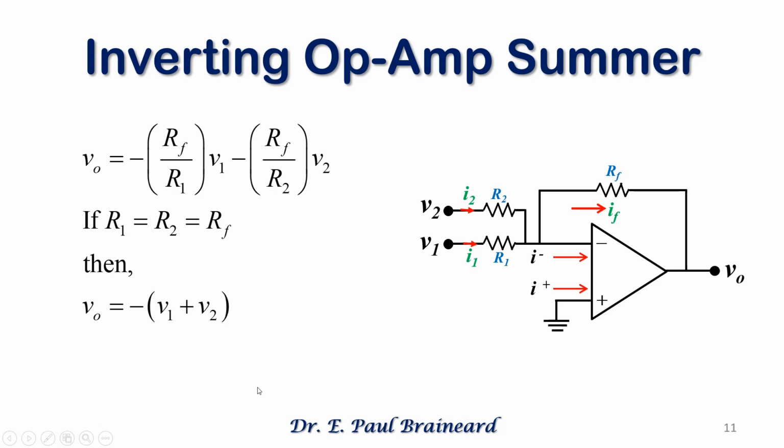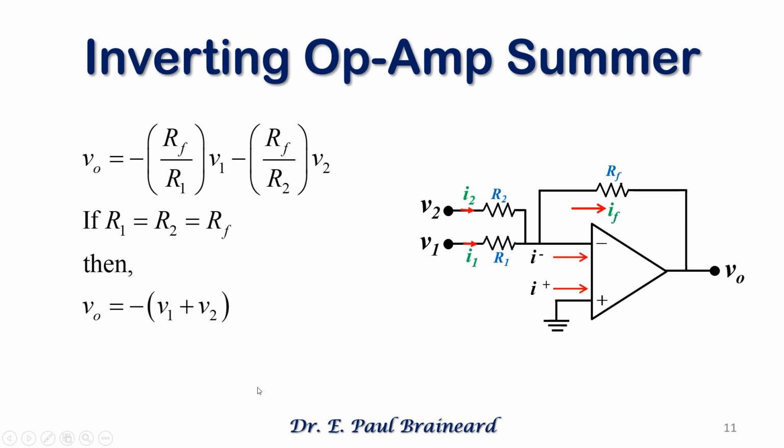If R1 is equal to R2 is equal to RF, that is, if all the resistor values are made the same, then the output voltage is equal to minus (V1 plus V2). An inverting operational amplifier with many inputs works like an inverting summer. That is, the output voltage is the sum of input voltages with a minus sign. This can be achieved by appropriately choosing the values of resistors.